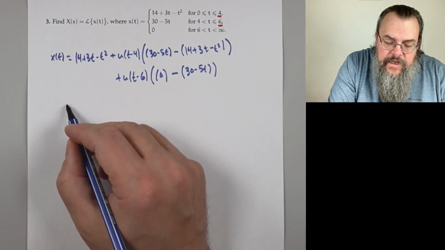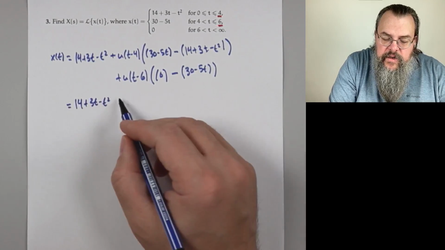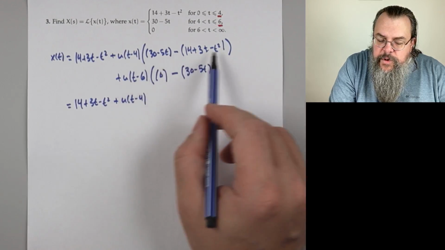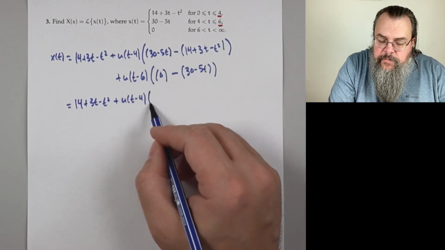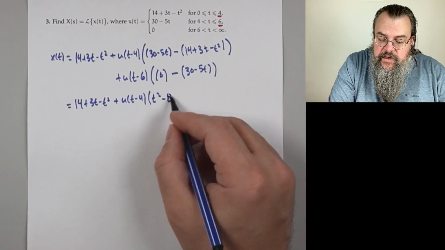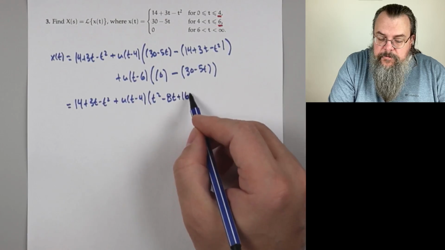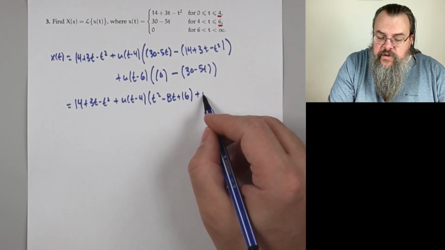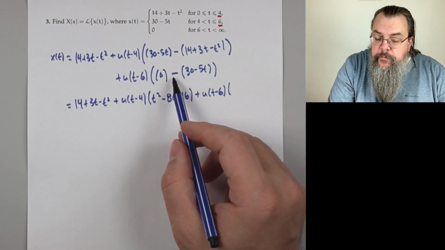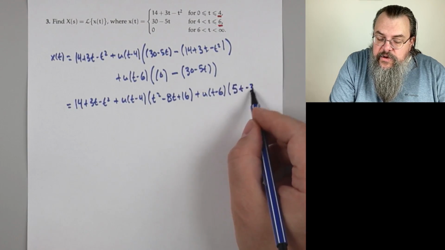All right, so let's clean that up a little bit. So that's 14 plus 3t minus t squared plus u of t minus 4. And, okay, let's just make this one polynomial. Let's see, there's a minus minus t squared. That makes that a t squared. A minus 5t minus 3t makes that a minus 8t. A 30 subtract 14 makes 16. Okay, plus u of t minus 6. 0, okay, minus 5t makes a 5t. And minus 30 becomes subtract 30.